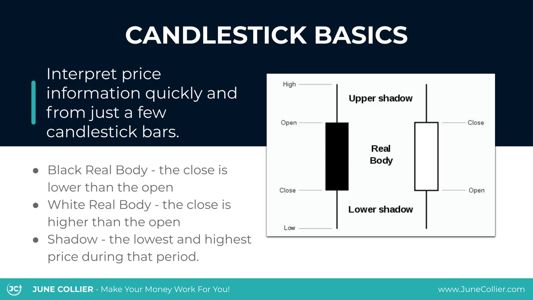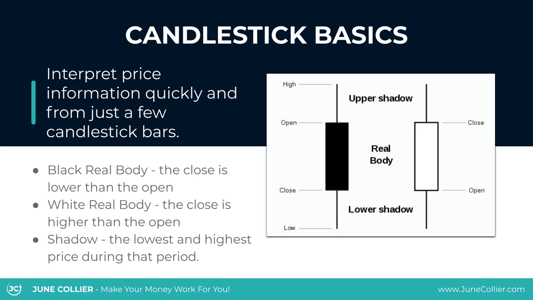Black means it closed lower. White means it closed higher. The solid part of the candlestick is known as the body, and it represents the opening and closing prices for the time period. The length of the body tells you the strength sentiment of either the buyers or sellers.